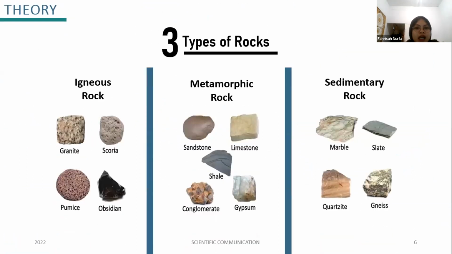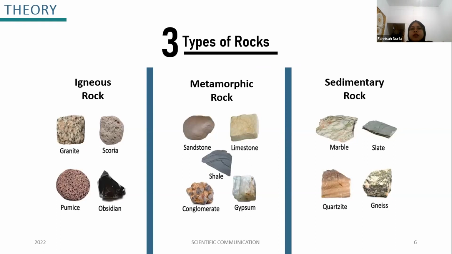There are three types of rocks. The first is igneous rocks. Igneous rocks are the result of the cooling of molten magma. For example, there are granite, scoria, and others.